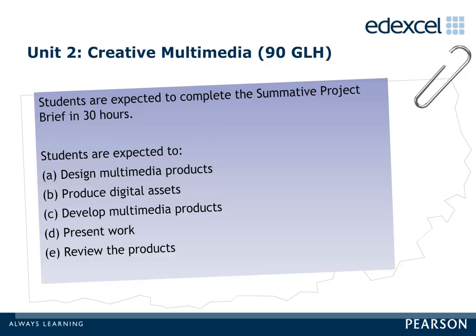Strand B. Produce digital assets. The assessment grid for this strand places due emphasis on, and provides high marks for, the production of appropriate assets. Students should include an assets table with information relating to the assets gathered for use in their products, and also information about the assets they produce, not only images, but also video and audio assets.